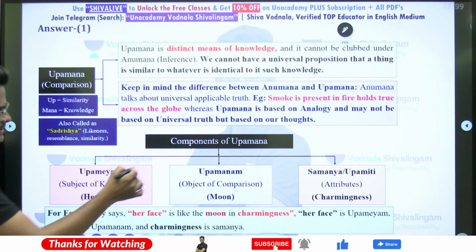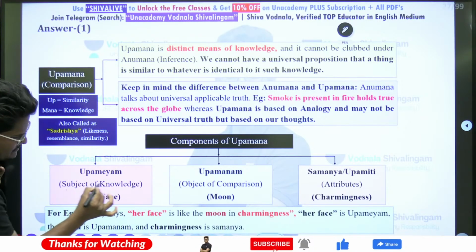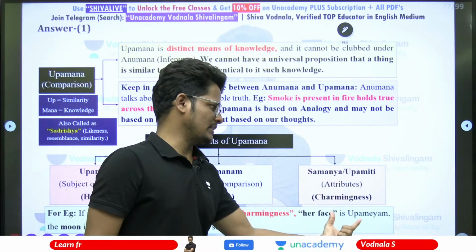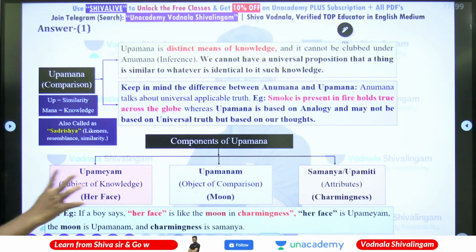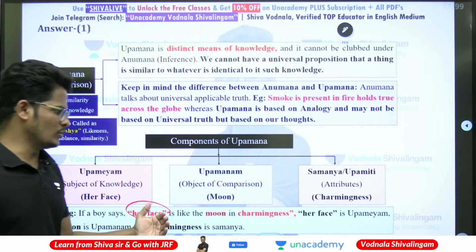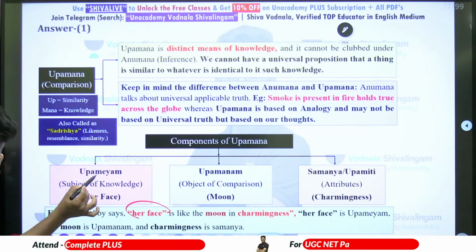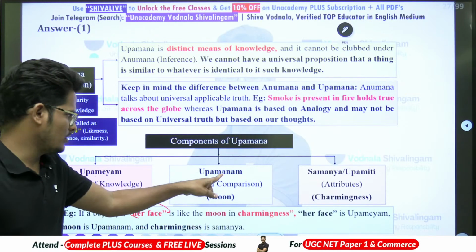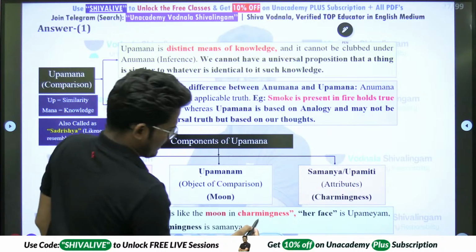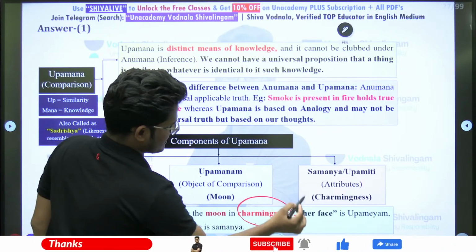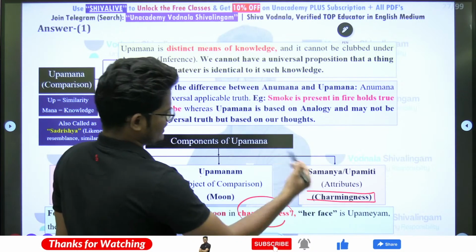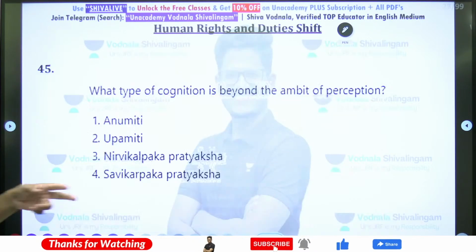Let me tell you 3 words in the upamana. Upameyam is the subject of the knowledge. Upamanam is the object of the comparison. Samanya or upamiti is the attribute or charmingness. Let me put it in an example. If a boy says her face is like a moon in charmingness, her face is upameyam, and the moon, with what you are comparing, is upamanam, and charmingness is an attribute that you are adding to indicate that comparison, which is the samanya.